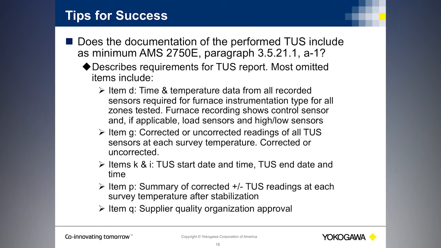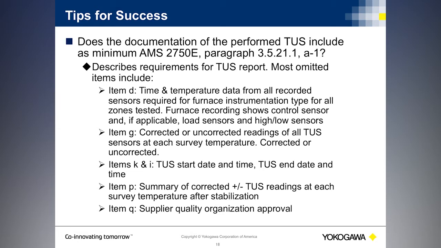Again, 2750 is very clear on what needs to be in calibration reports, uniformity reports, and system accuracy test reports. And for some reason, some of these items get omitted and generate NCRs. One of the ones that we've seen that gets generated a lot is item D, which is the time and temperature data from all recorded sensors required for furnace instrumentation type for all zones tested.